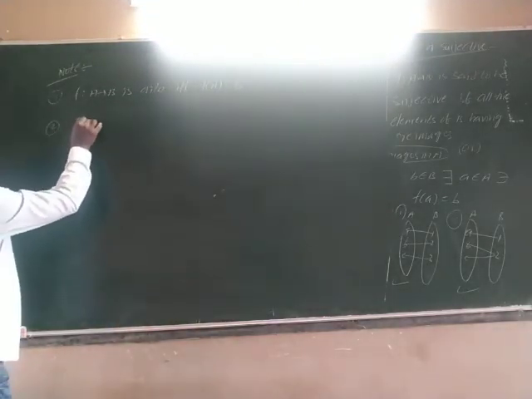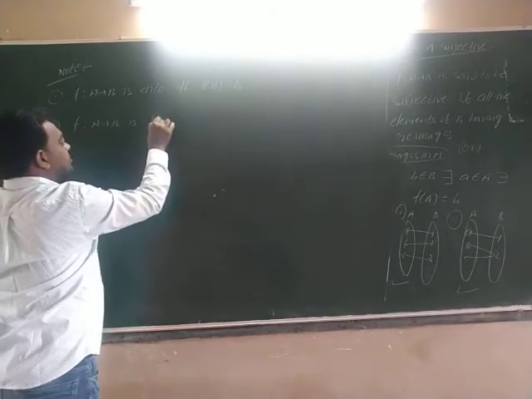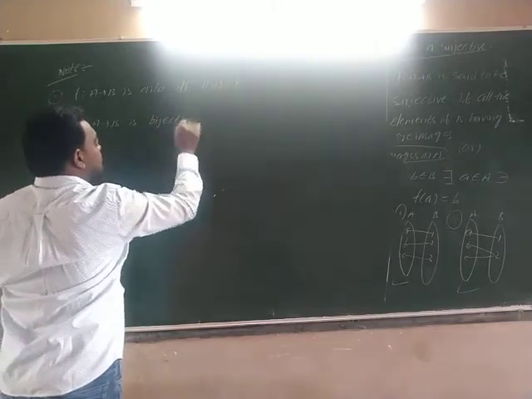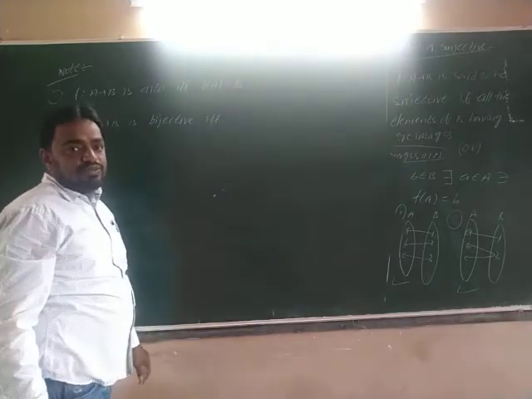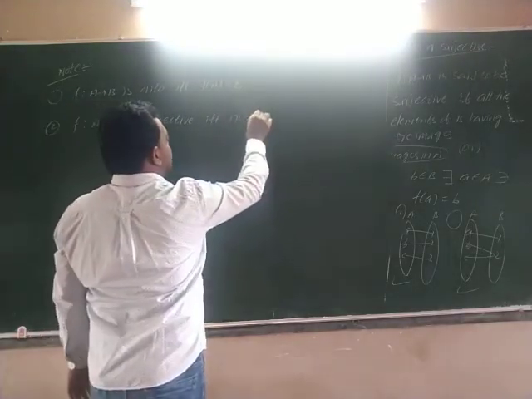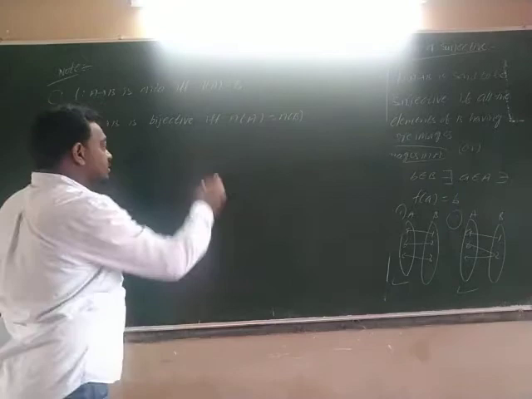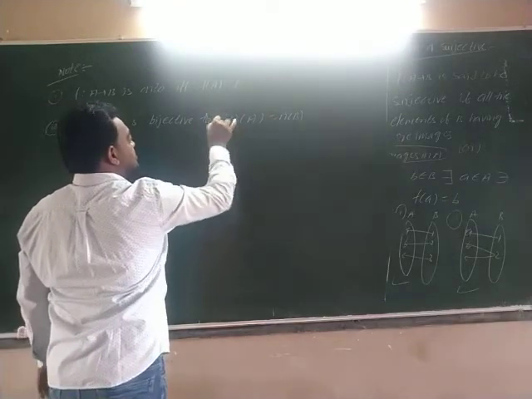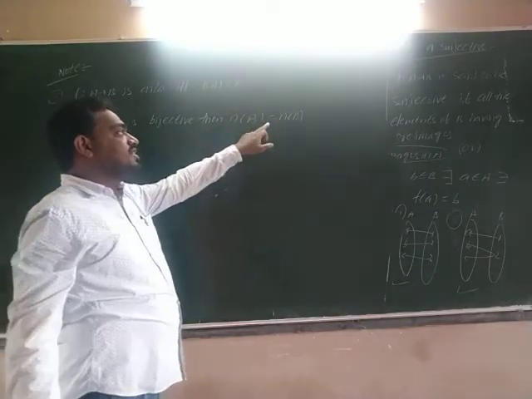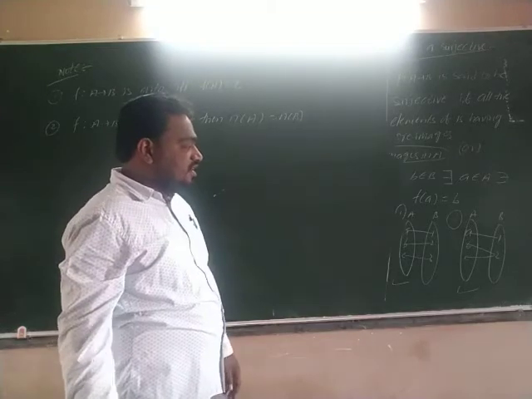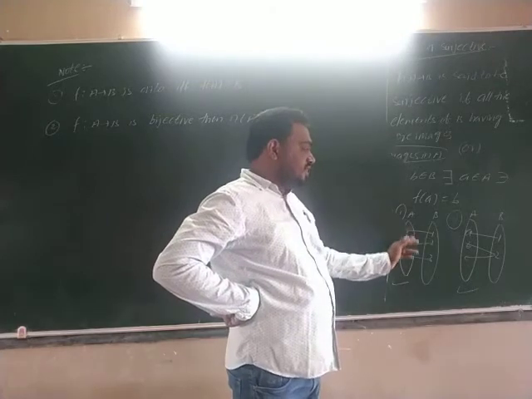Second one: f mapping from A to B is bijective if and only if number of A is equal to number of B. Otherwise, if and only if sometimes is not such for converse. So if f mapping from A to B is bijective, then number of A is equal to number of B only. Because over here you see this one, what I gave, this is the bijective function, one-one and onto.